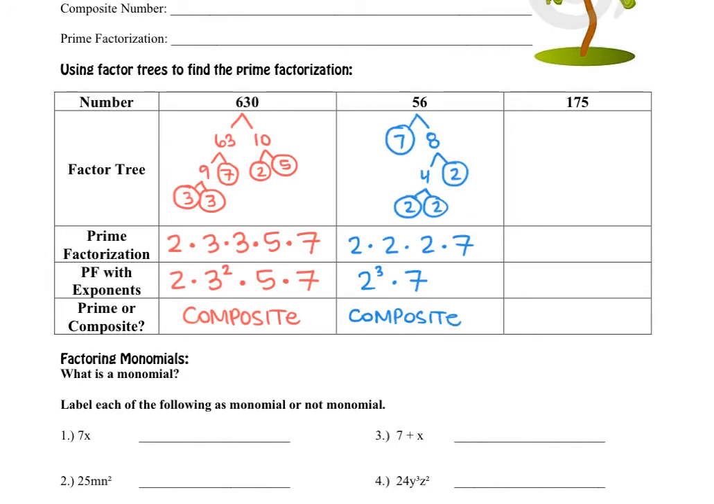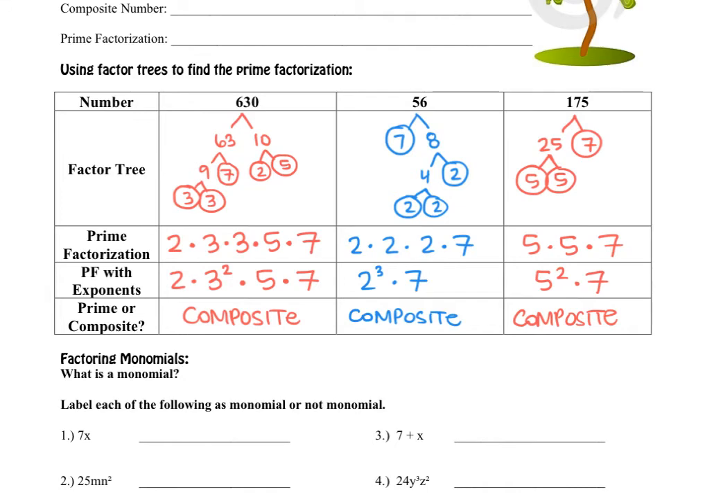So right now we're going to pause the video and I want you to try the next one. Try to break 175 into its prime factorization, and in just a moment we'll press play so you can check your answer. Okay, so when you check your answer, your factor tree might look different than mine, but your answer should still be the same, and that is that the prime factorization is 5 times 5 times 7.